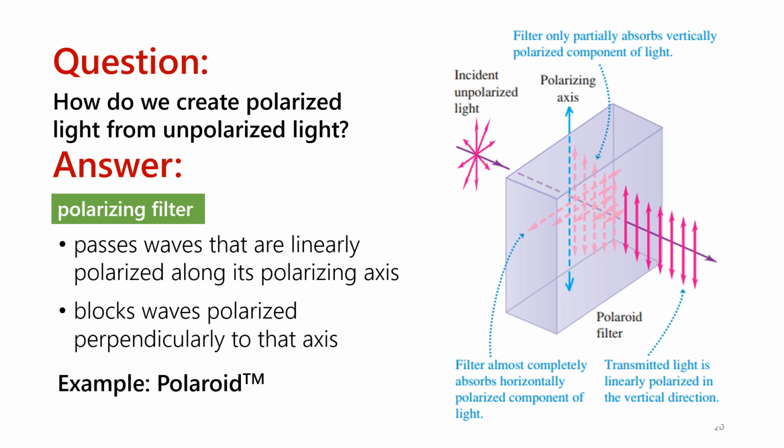Ideal polarizers transmit all of the intensity of the waves polarized parallel to its axis, but completely block all the waves that are perpendicular to it.